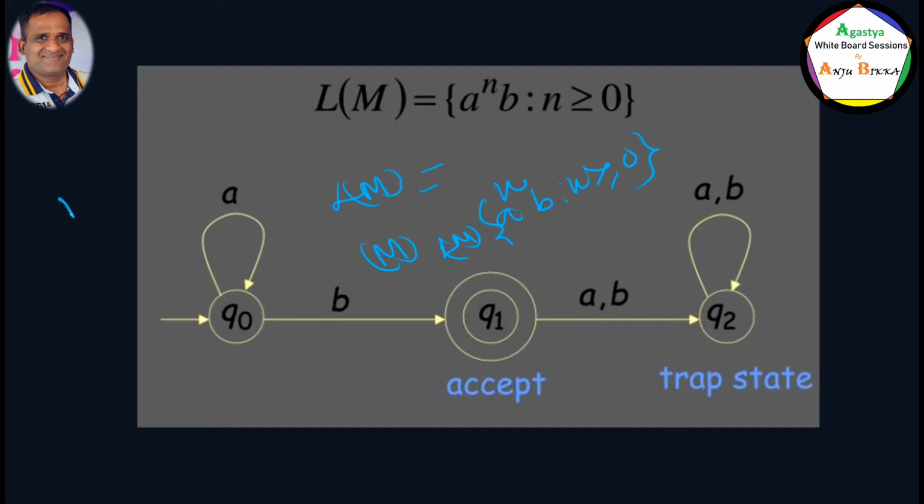If n is 0, it becomes B. If n is 1, AB. If n is 2, AAB, and if n is 3, AAAB, and so on like that. This is the L of M, which can be represented in this notation. So this is a regular language. This is the corresponding finite state machine. Here we can see this is the trap state. This is a non-final trap state.